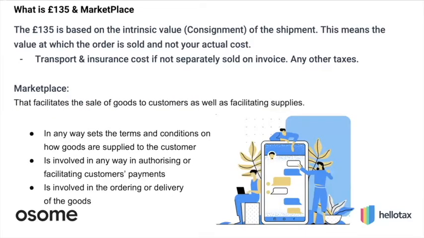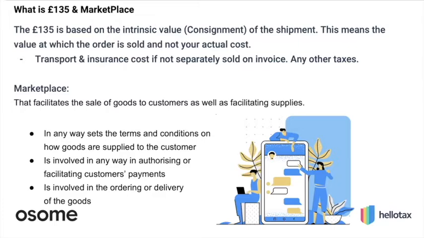Now, what is this 135 made of, and what is a marketplace? You need to understand both these elements to understand which platform you are trading on, and if that is a marketplace, and whether the rules are the same for you or not. So 135 is based on the intrinsic value, the consignment value. So let's say one consignment comes in with 10 items, but each item is not more than £50. You cannot claim that this is another £135. It has to be one consignment less than £135. So this is more relevant to a drop shipping model, bringing in fulfillment through China and doing small items up to £135.